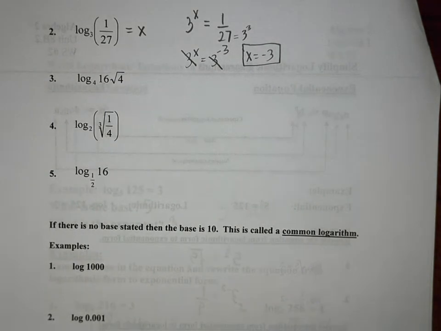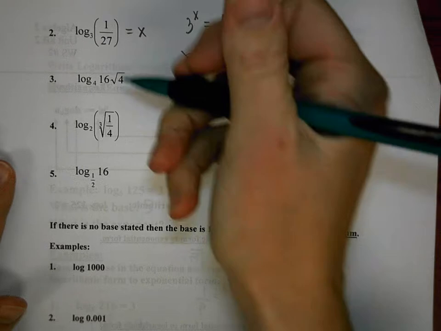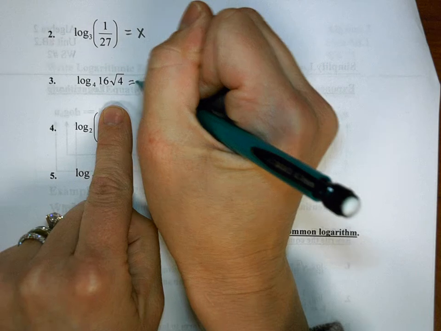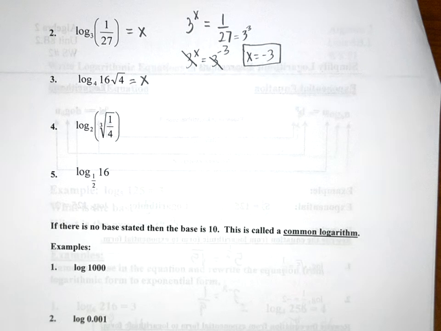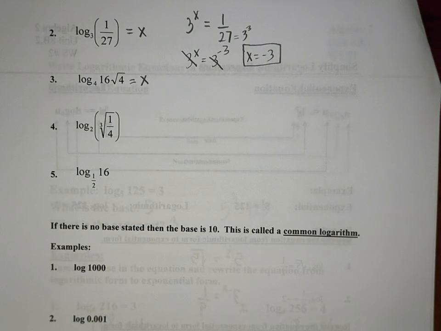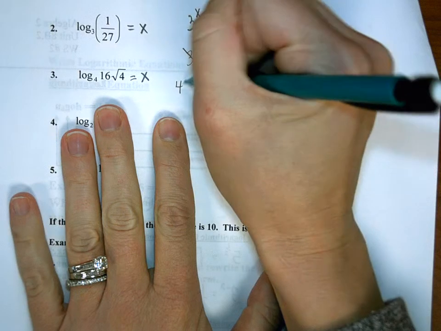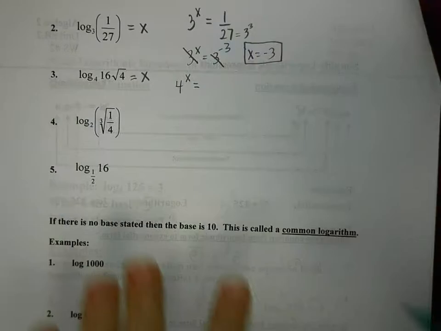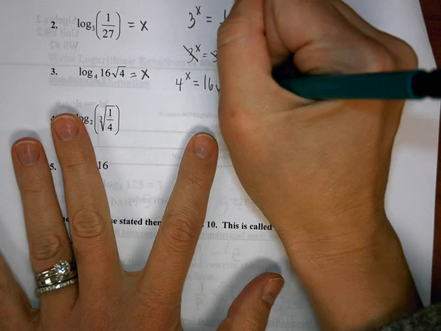Okay. Chris Yang, how will I write example 3? What will I do first? The base is 4. Good. But the first thing I'm going to do is put equals x, and then we're going to change it to exponential form. So how do I write it in exponential form? 4 to the x power equals the square root of 4... very good, 16 square root 4.